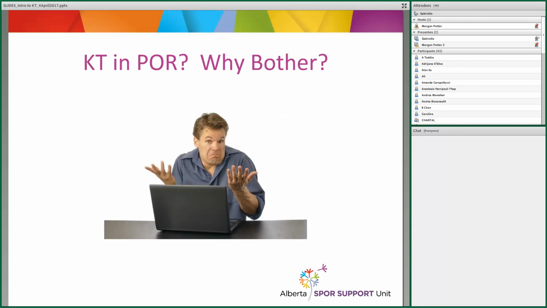But we will start with a question. KT in patient-oriented research, why bother? I always like to start with the why question. Why is knowledge translation important? KT is a method to move research into action.